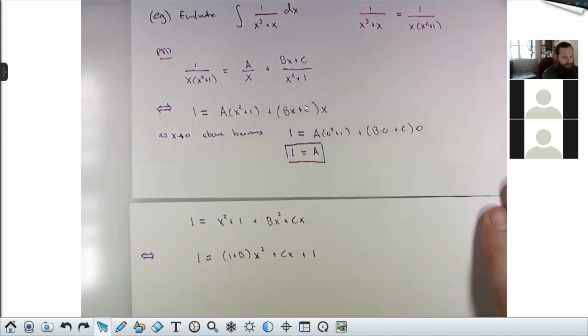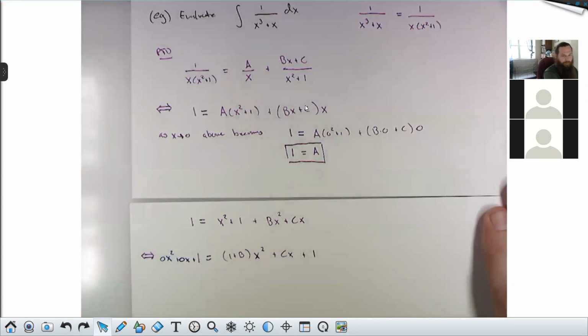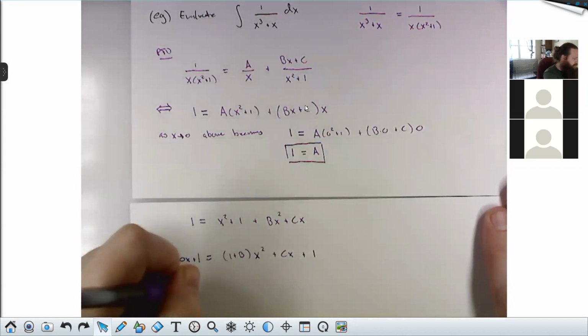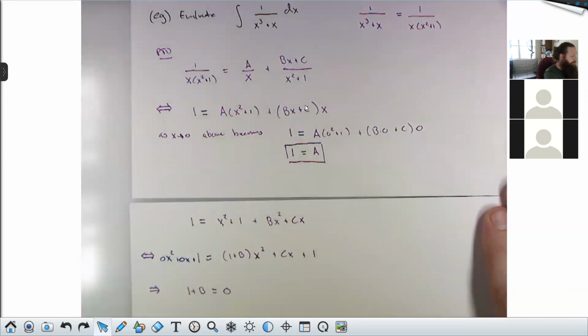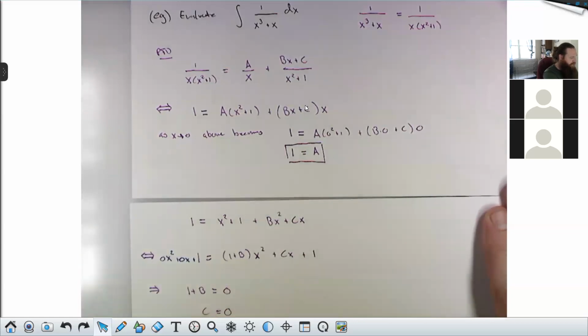And the trick is to interpret this left-hand side as 0x squared plus 0x plus 1. And then we set the coefficients of x squared equal to each other. So we learn that 1 plus B has to be equal to 0. 1 plus B is the coefficient of x squared here. 0 is the coefficient of x squared here. We also learned that C has to be equal to 0. And it's trivial, but we learned that 1 is equal to 1. This is what we get by equating coefficients.